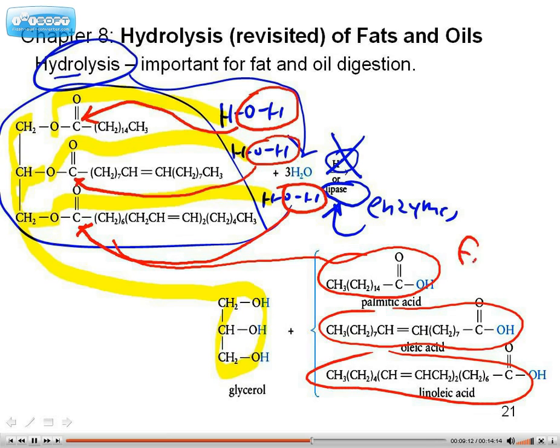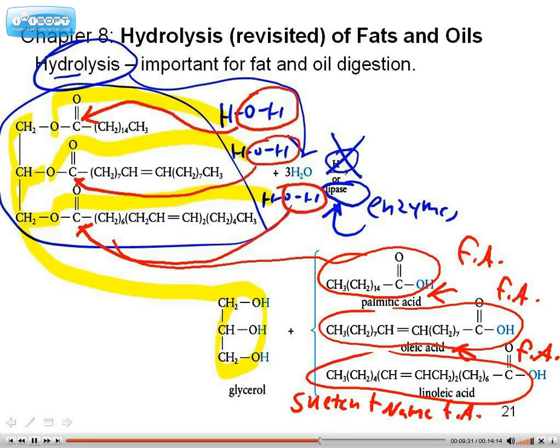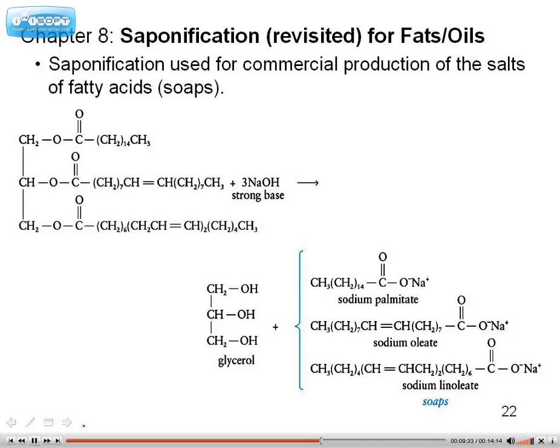If I give you this type of reaction and you sketch the fatty acids, I may also ask you to name them. So make sure you can sketch and name the fatty acids. Let's go ahead and move on.